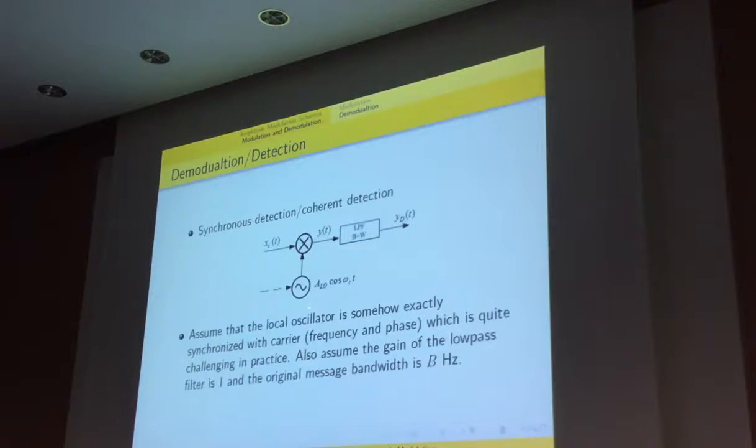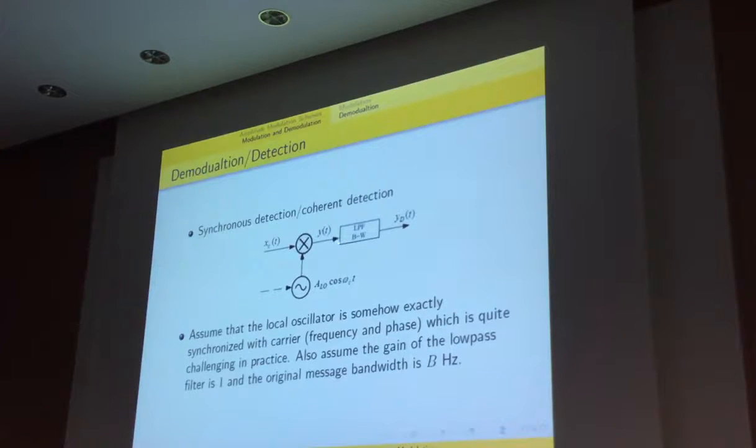So with the help of this local oscillator, I need another multiplier. The modulated signal, no matter whether it's AM DSB-SC or AM DSB, comes in, and the receiver antenna detects this signal. This signal passes through another multiplier together with the local oscillator signal, which has the same frequency and phase as the transmitter carrier. So it produces a signal y(t).